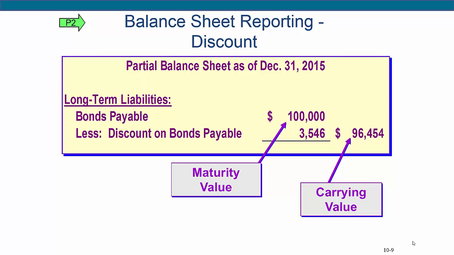These bonds are reported on the long-term liability section of Fila's December 31st, 2015 balance sheet. The amount of the unamortized discount, or that which has not yet been allocated to interest expense, is subtracted from the par value of the bonds to arrive at the carrying or the book value of the bonds. Discount on bonds payable is a contra liability account.